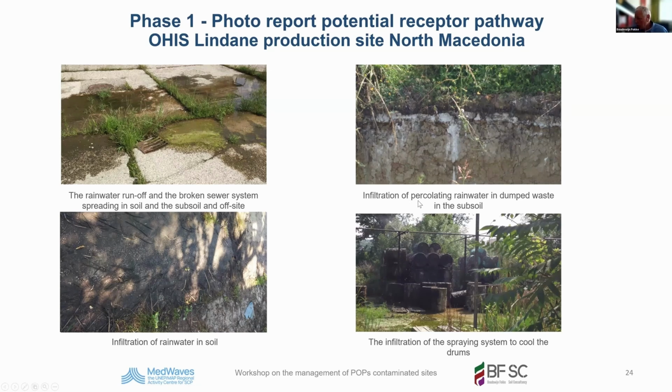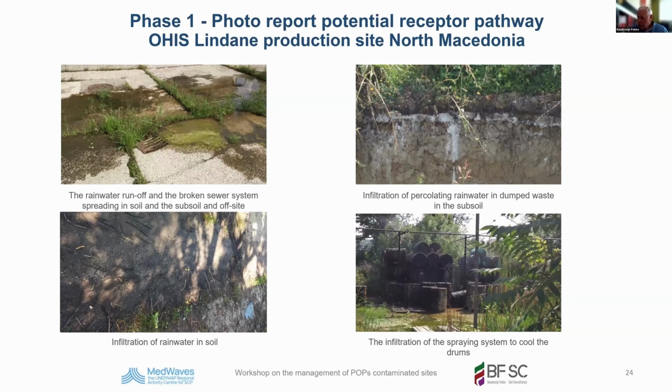Another pathway: infiltration of percolating rainwater in the dumped waste into the subsoil. This dumped waste here was not covered, and so rainwater infiltrates through the waste and may have entered the subsoil. And then of course there was runoff here. You see signs of leakage of waste, and so infiltration of rainwater from the surrounding soil also. And here, infiltration of rainwater and spraying water of this drum storage facility.